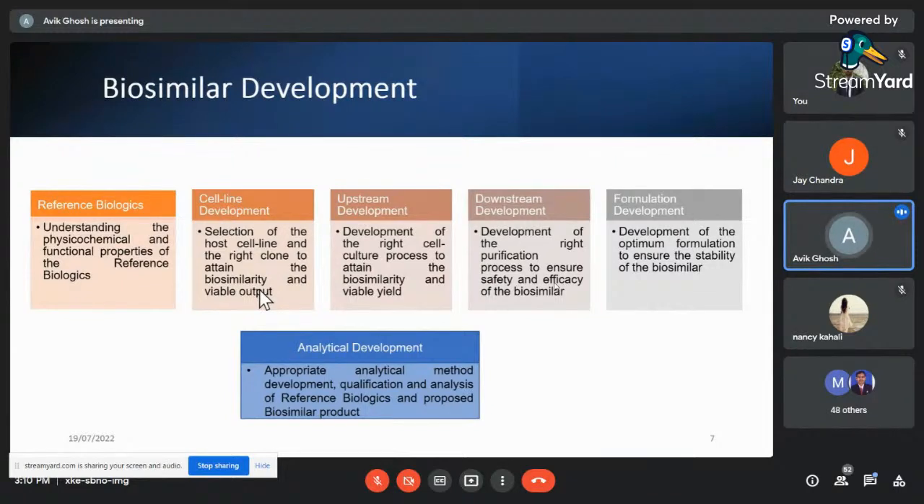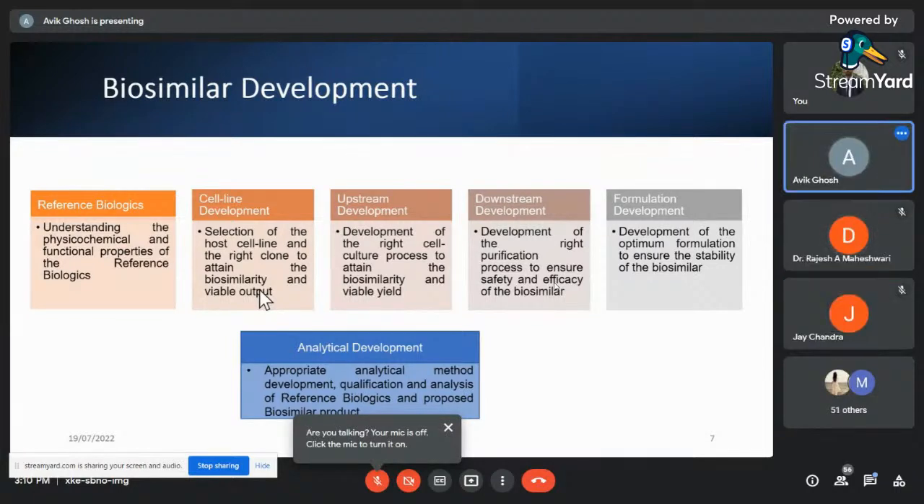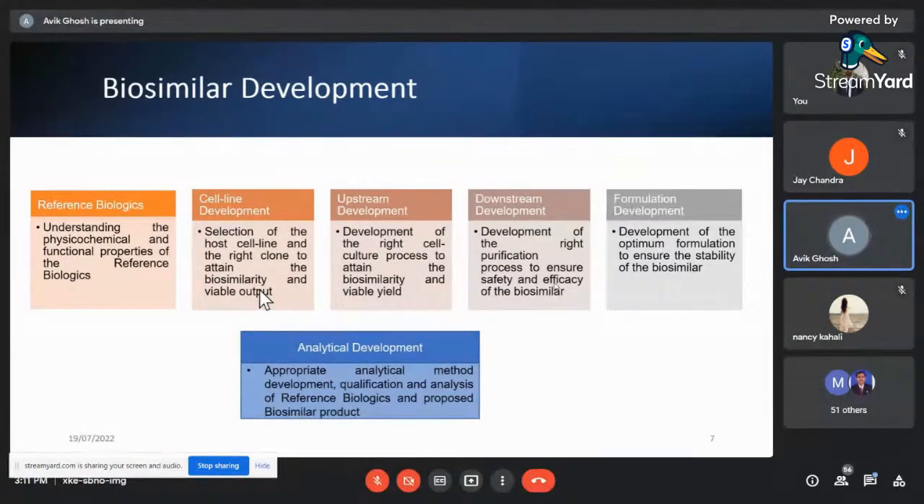After the downstream development, what we generally get is called the drug substance. This is the active product, which is purified. Now you have to make sure that the product acts properly in your body, and that when it is stored, it can be stored for a long time, at least as long as the reference biologic can be stored, right? That is done by development of a formulation. The active substance needs to go into a formulation, which can be a buffer most of the time, with some excipients or stabilizers to make sure the protein is stable.